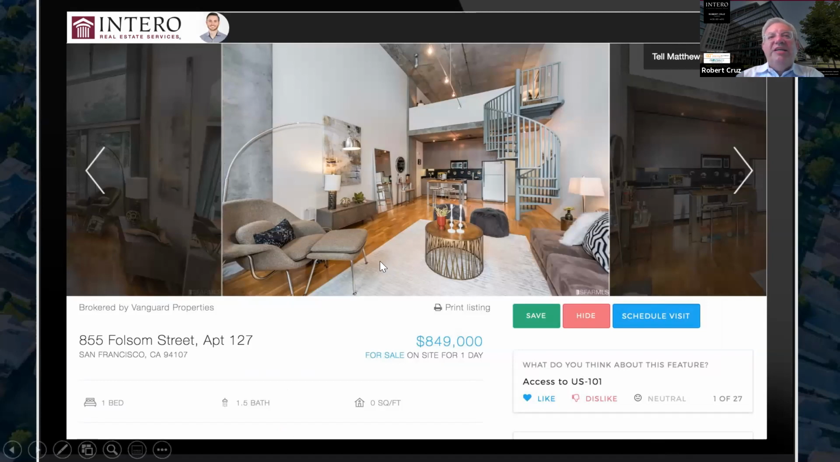And the great thing is, instead of them being on Zillow looking at this and then saying, wow, I really love 855 Folsom Street, apartment 127. This is a great price. Let me look at all the amenities. Instead of saying, would you like to be connected to a top realtor in your area like Zillow does, like Redfin does, like any other site does? They have your information. It's branded to you.